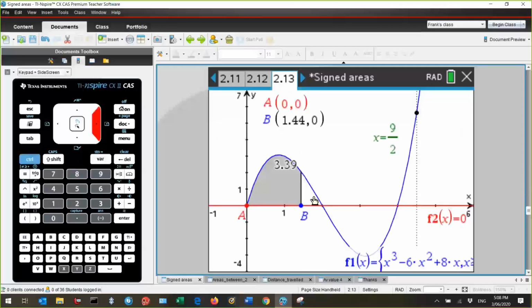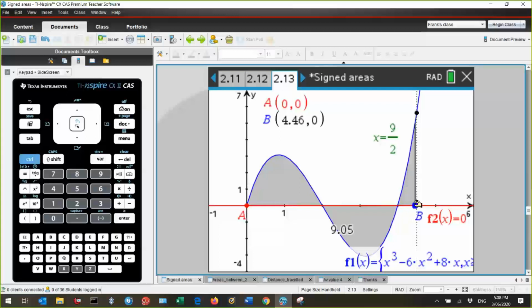Okay, I'll do it again. This time I've created the same thing, except this time I can control A and B a bit more easily. So I can see that at x equals 4, the area is 8. And I keep going and the area keeps increasing.